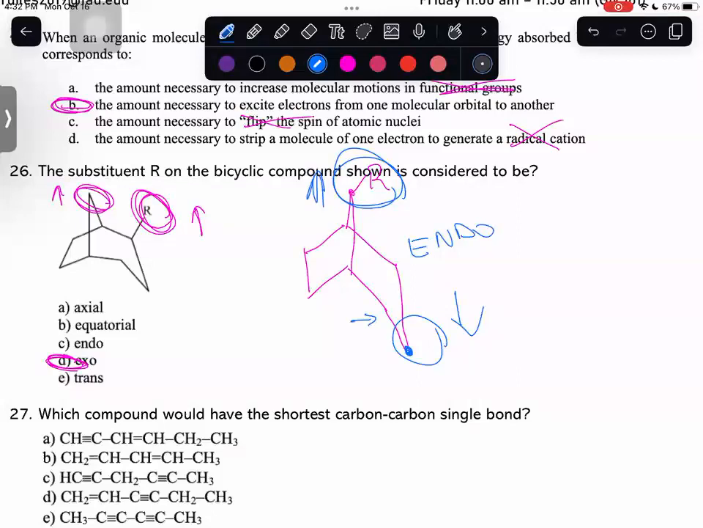Which double bond are you talking about? It shouldn't. Same rules apply.